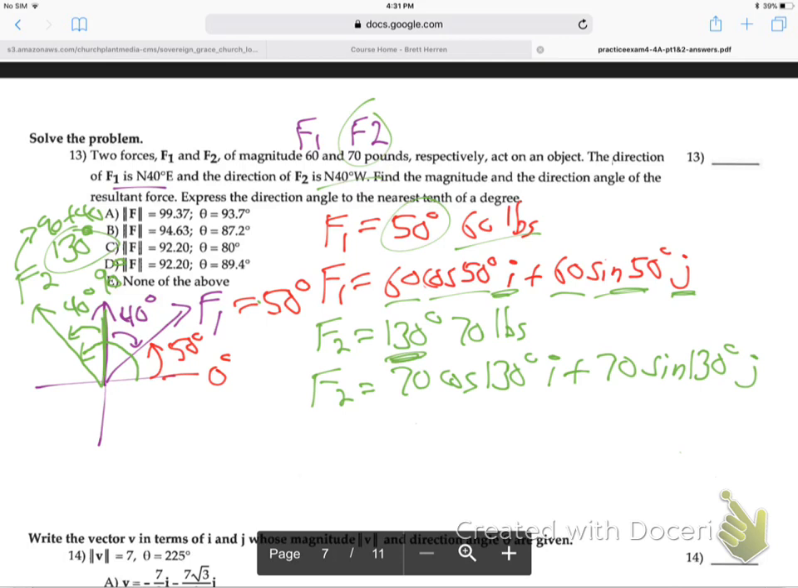Same thing here. Once you have the actual angle for force 2, meaning from 0 degrees, it's 130 to that spot. And the amount, 70 pounds, is amount times cosine of that angle I, and amount times sine of that angle J. So we got force 1, we got force 2. Now we can simply calculate those numbers, add them together, and we'll get the resultant force. So that's going to be some work. Let's go to a fresh screen on that.